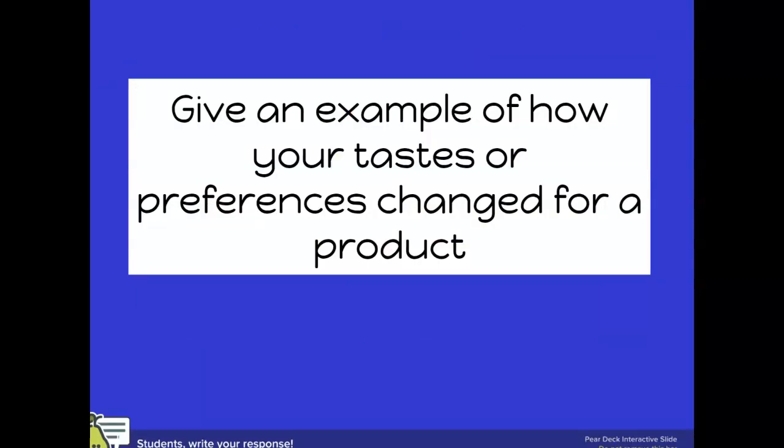So I'd like you to just stop for a second and think of how your tastes or preferences have changed for a product. So, for example, is there something that you used to like that you no longer like anymore? It could be a food, it could be an item of clothing, or something that you used to collect that you don't really care about anymore.